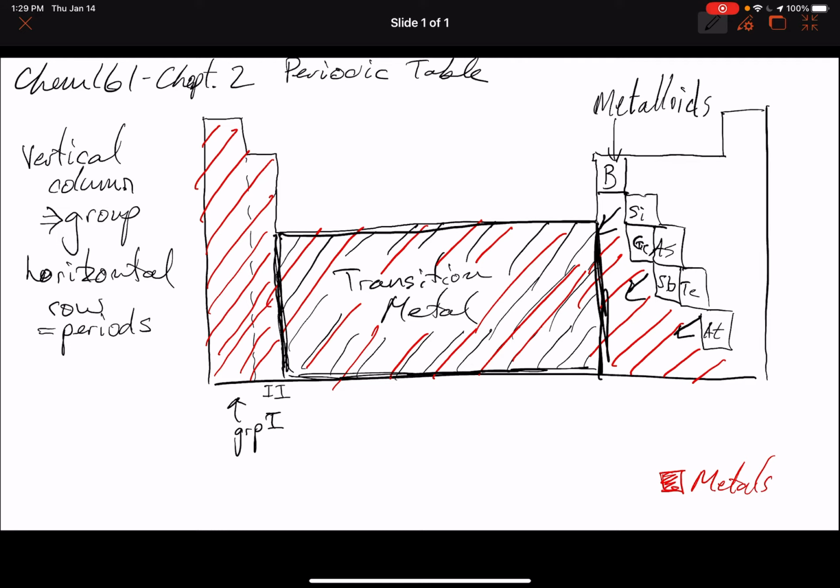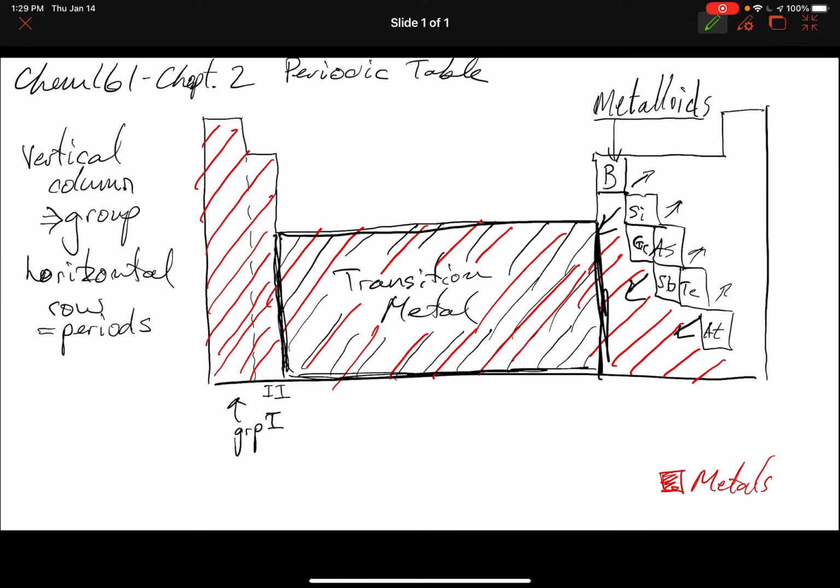So with that staircase boundary, the metalloids, now we have the areas to the right of that staircase boundary. All these elements are going to be called the nonmetals. I'll just shade that area generally. All the elements here are the nonmetals in green. So far, three major areas. We have a staircase boundary defined by the metalloids. To the left of that, we have metals. To the right of that, we have nonmetals.